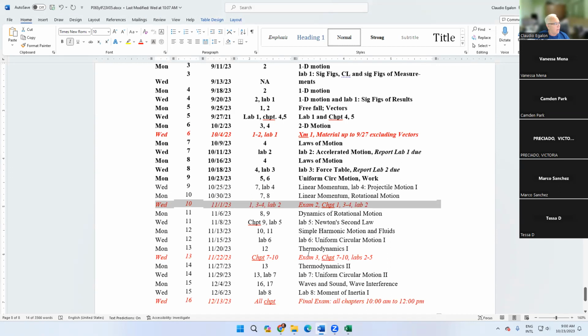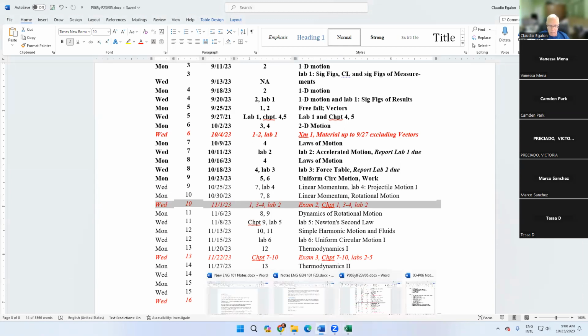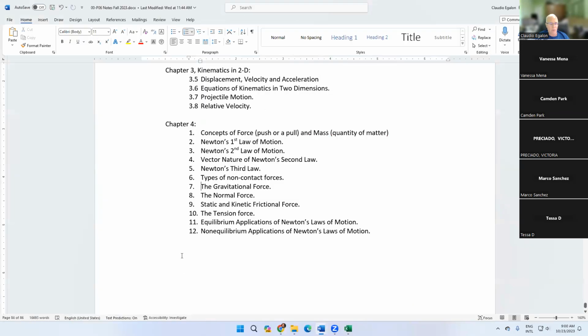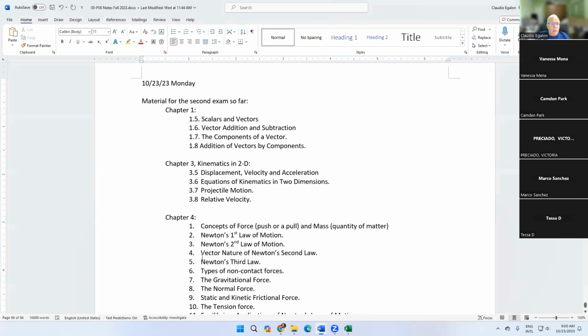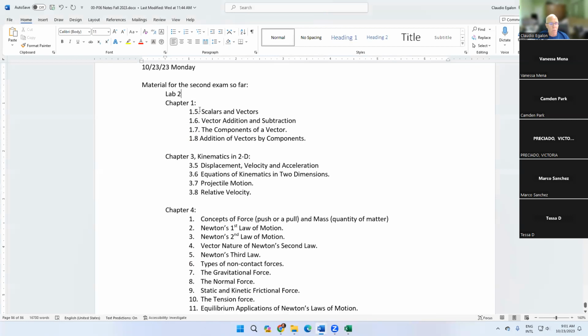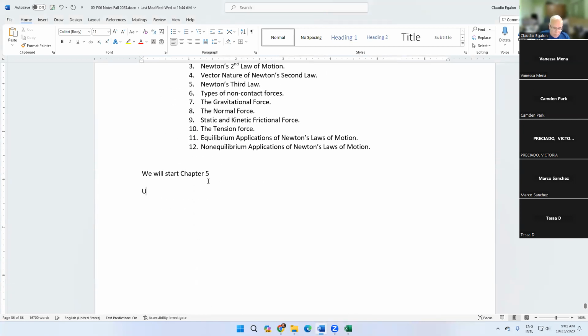Let's take a look at uniform circular motion, right? I will say this one. Going back to these notes right here, chapter 5. We will start chapter 5. And material for the second exam so far. I'm gonna put here lab 2, right? Chapter 5. Uniform circular motion.